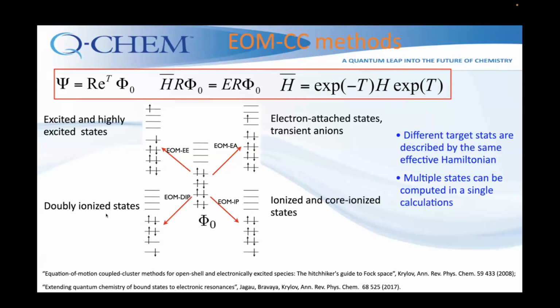What is nice about this family of methods is that you have a built-in balance, because these different types of states are described by using the same effective Hamiltonian, which is great for spectroscopy. And it is also convenient that you calculate different states in a single step. So you can really get a big picture from a single calculation.